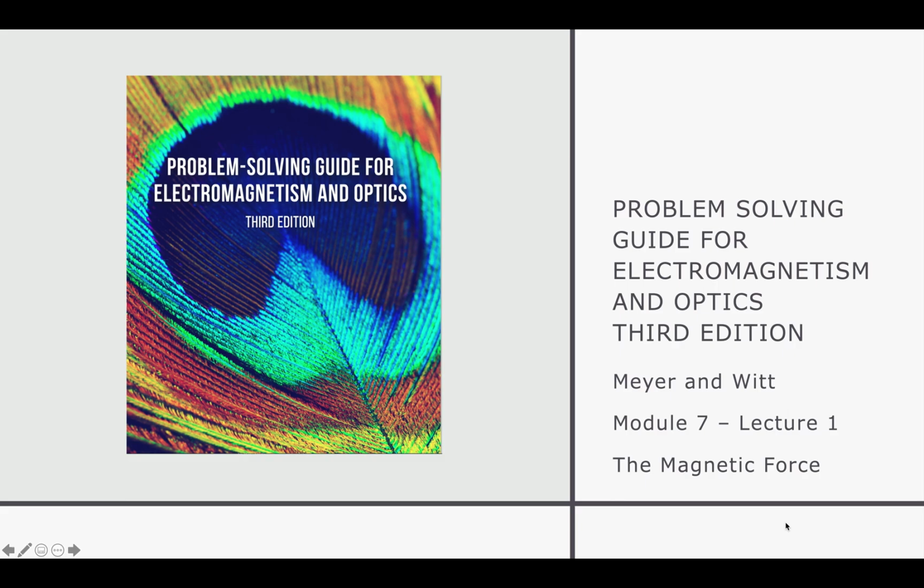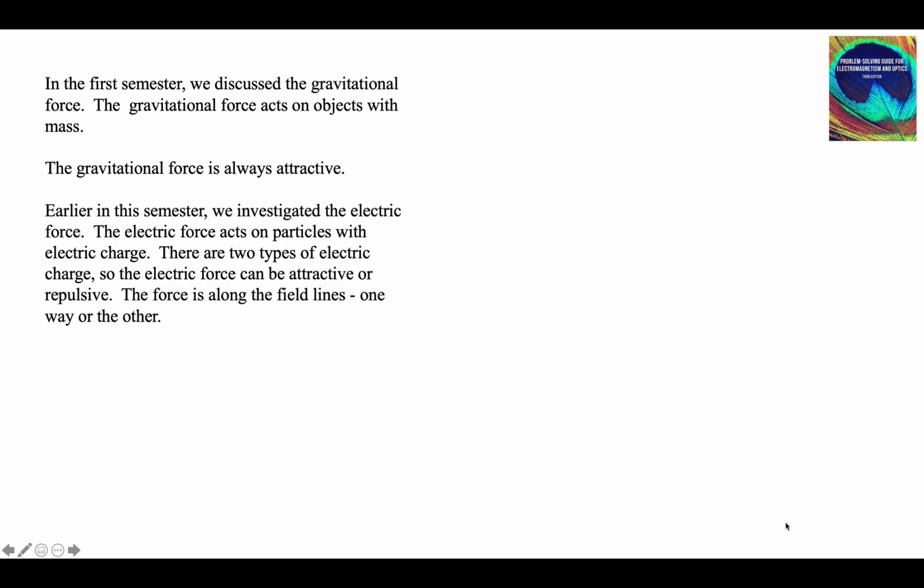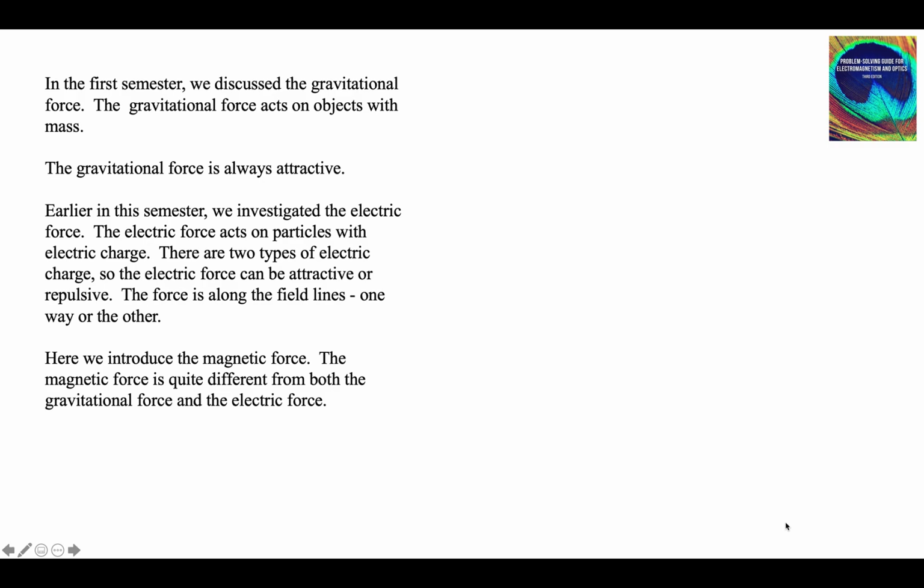This is the lecture for Module 7 in the book Problem-Solving Guide for Electromagnetism and Optics, the subject of which is the magnetic force. The first semester of this course, we discussed gravitational force. Gravitational force acts on objects with mass. It's always attractive. There's only one type of mass. Electric force acts on particles with electric charge. There's two types of electric charge. Electric force can be either attractive or repulsive. The force is along the field lines if the charge is positive, and opposite the field lines if the charge is negative. Here we introduce the magnetic force.